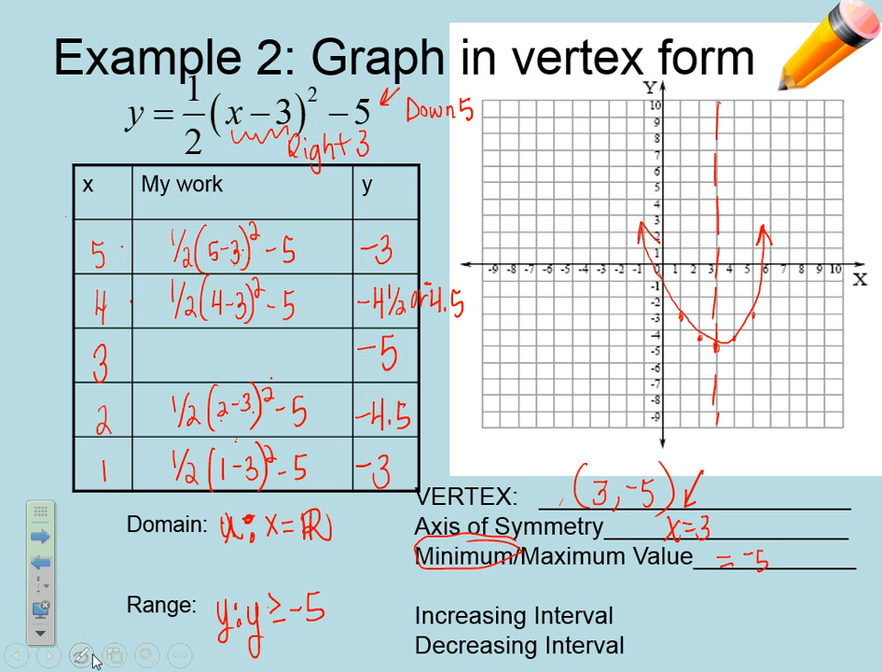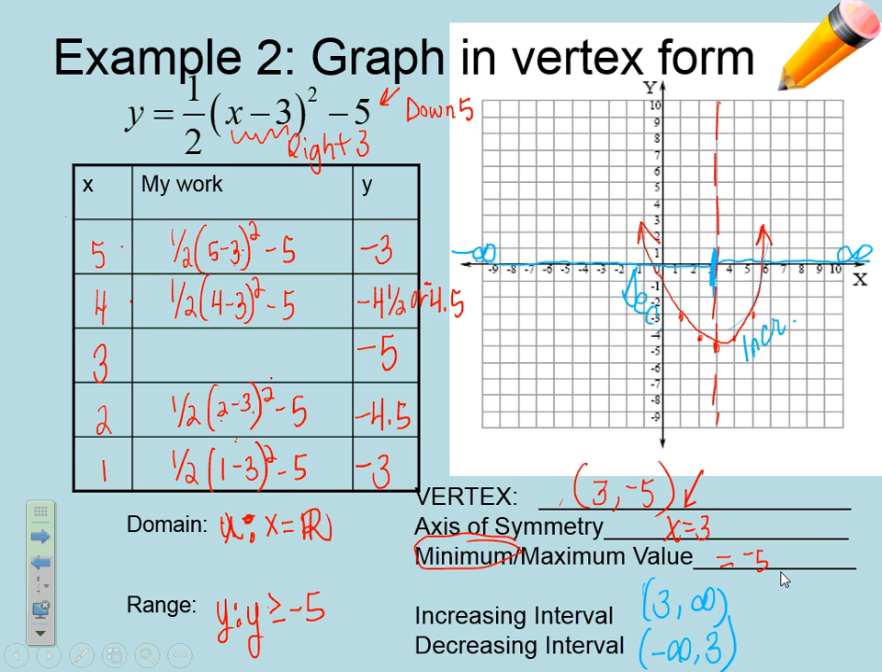Increasing intervals, again, we want to make sure that we're talking about our x values here. So what's happening from negative infinity all the way to 3? This graph is decreasing, so my decreasing interval is negative infinity to 3. And then from 3 to positive infinity, what's this graph doing? It's increasing. So it's increasing from 3 to positive infinity.